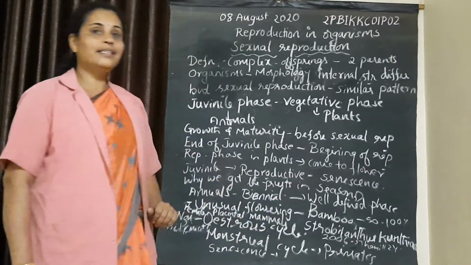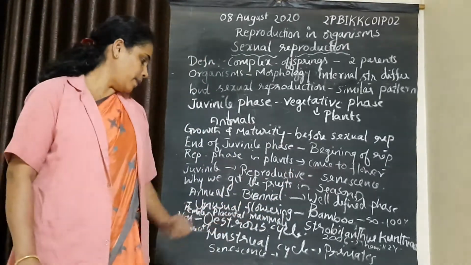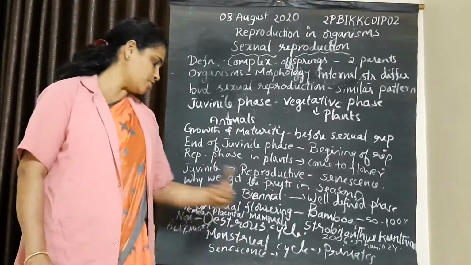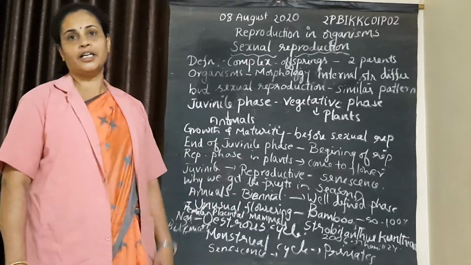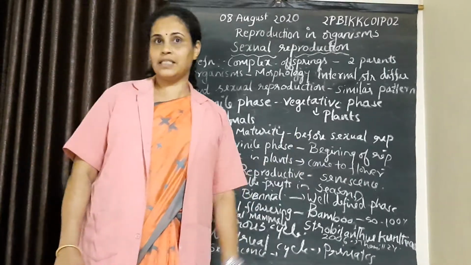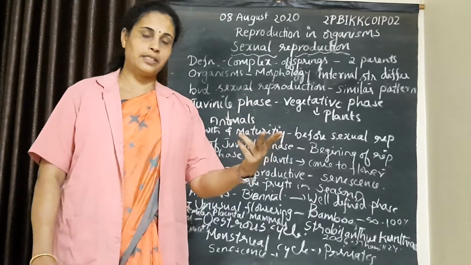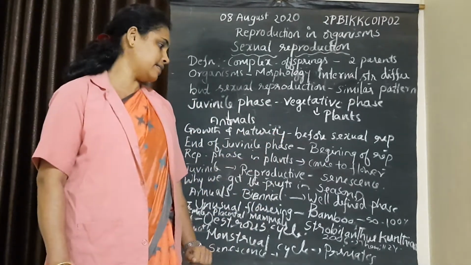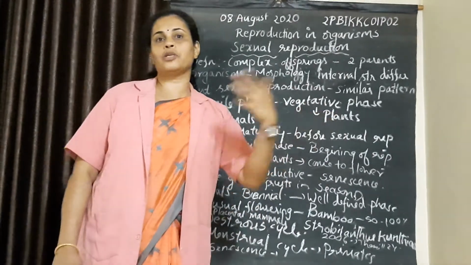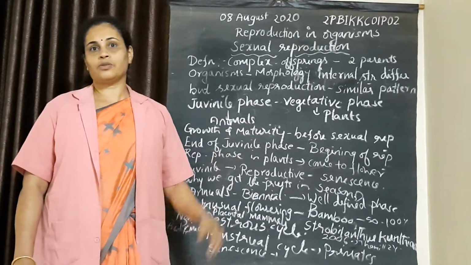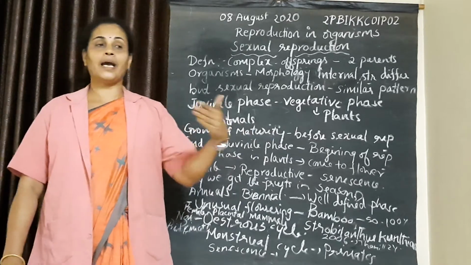Then what is the estrous cycle? What is the menstrual cycle? Write the difference between estrous cycle and menstrual cycle. Then what are continuous breeders or seasonal breeders? Difference between seasonal breeders and continuous breeders. Then what is senescence? What is responsible for transition in an organism? These are all the questions that may be asked in the exam.